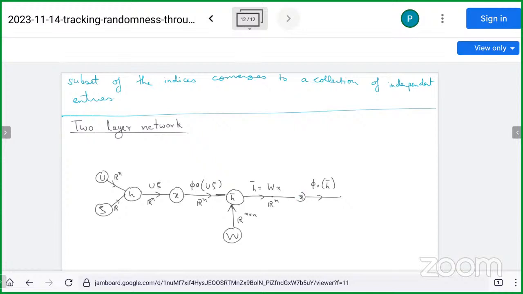And then there's another one. This is the node F, which takes two inputs. One is V, which is as before R to the N, and this is R. Okay, so this is the value.